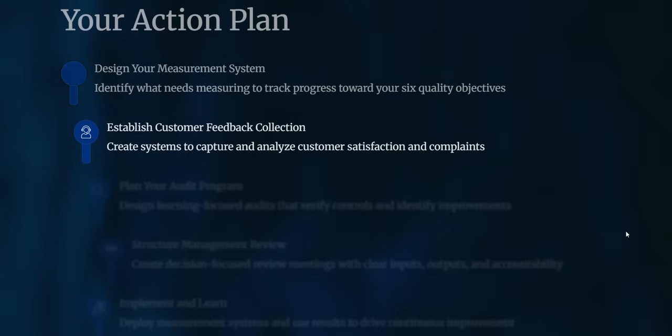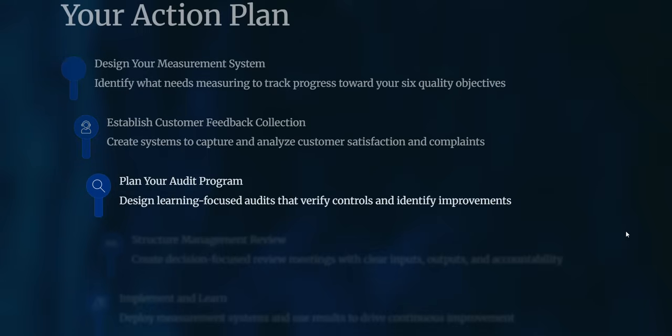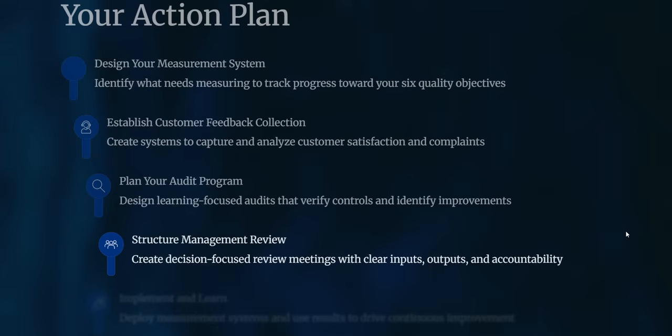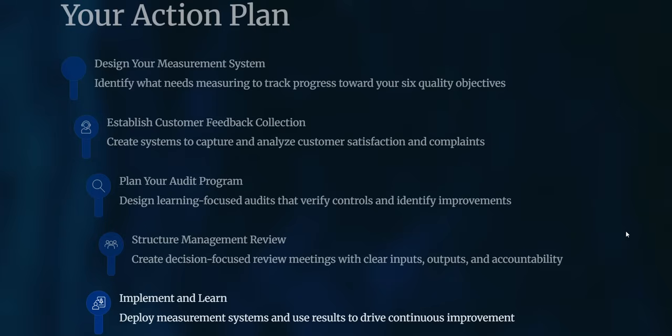Secondly, establish customer feedback collection by creating systems to capture and analyze customer satisfaction and complaints. Thirdly, plan your audit program by designing learning focused audits that verify controls and identify improvement. Fourthly, structure management review by creating decision focused reviews, meetings with clear inputs, clear outputs and clear accountability. Fifthly, implement and learn. Deploy the measurement system and use results to drive continuous improvement.